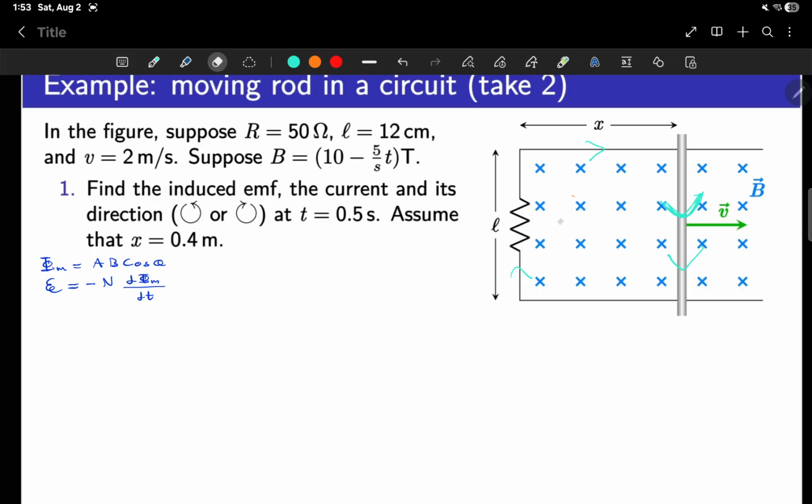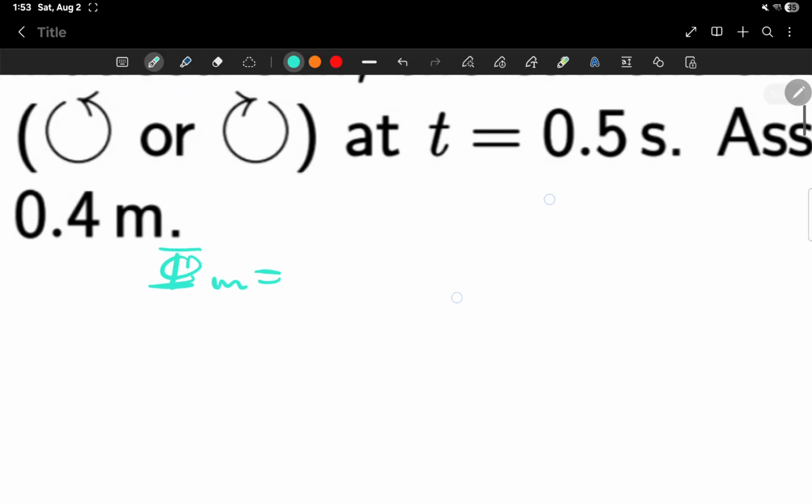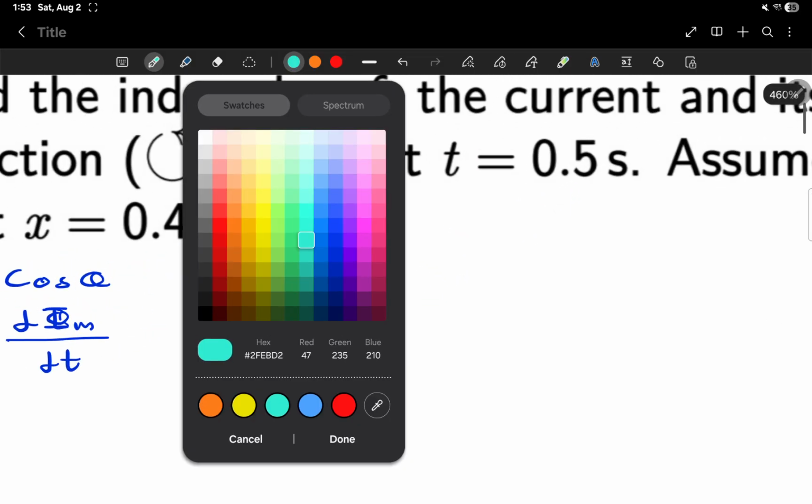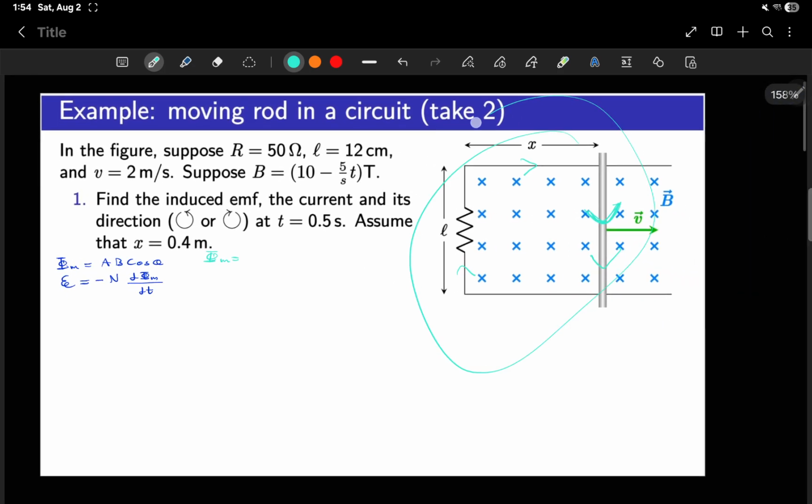So I'll start with the equation of magnetic flux, which is what we're going to need, and then we're going to follow it up with this equation. These are usually two equations we use more often than not in these types of questions. I'll start with the flux. The magnetic flux is equal to the area. What is the area? It's the length times the width. How do we know that? Because we're dealing with a rectangular loop here.